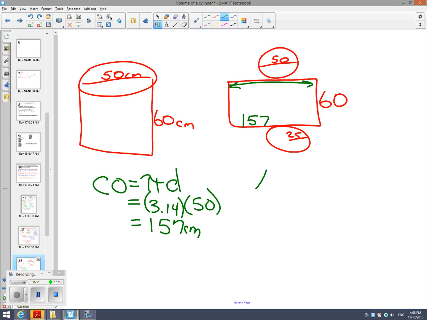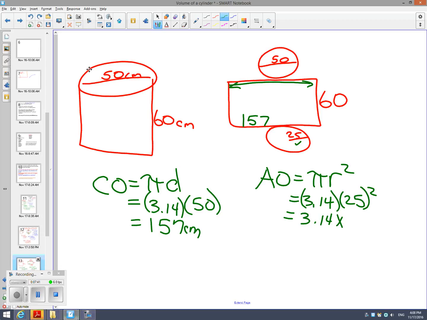So let's start with area of a circle. The formula is pi times radius squared, equals 3.14 times the radius. The radius, as we can see, is 25 squared. Of course, it's going to give us a great big number. It's 3.14 times 625. It's okay, big numbers don't scare us. Multiply that by 3.14, and we come out with 1,962.5 centimeters squared.